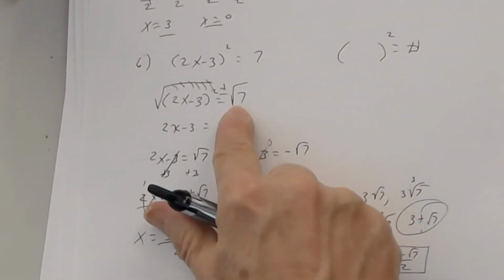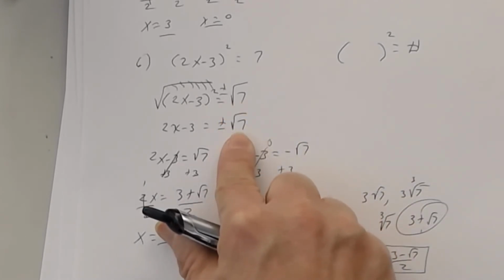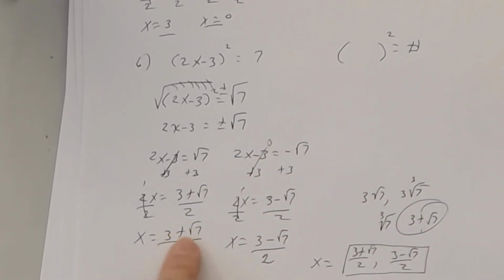When I did this one, though, when I took the square root of 7, is 7 a perfect square? No. So I end up with what kind of solutions? Irrational. So that's why it looks like this. You end up with irrational solutions. It's going to look like that. Okay?